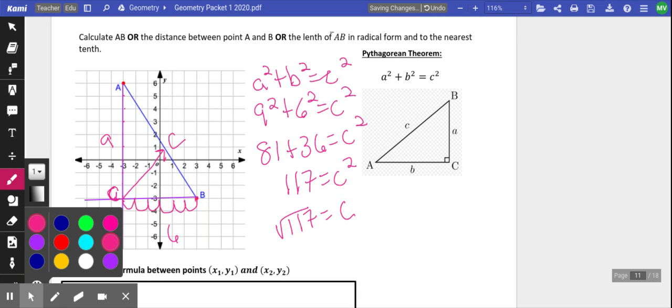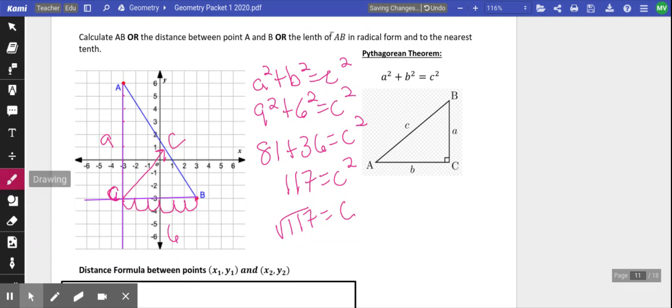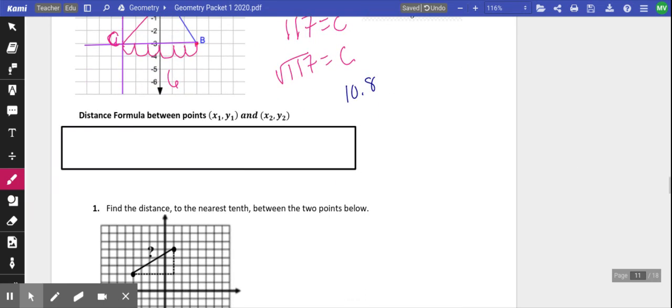Now, if we think back to our algebra class, we want to simplify to simplest radical form, but 117 doesn't have any perfect squares. So then I want to take the square root of 117 on my calculator, and I get 10.8 to the nearest tenth. Now, you can always do that, but that requires graph paper.